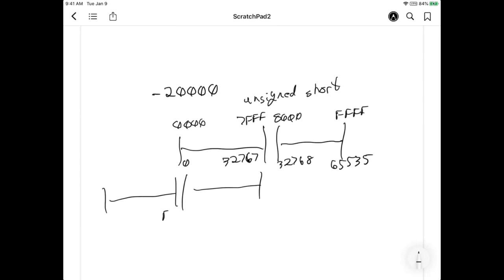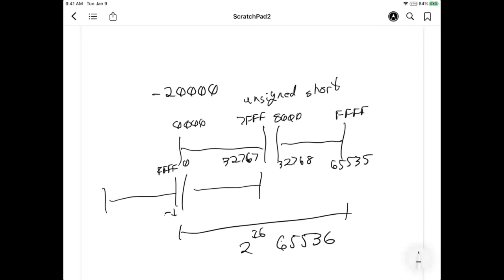And what you're going to find from this FF to this one, which is, let me clean that up here, there's also another one down here, which is FFFF, which again is minus 1. So the difference between these two is 65,536, which is 2 to the 16. So the offset between any number here and a number here is this number here.